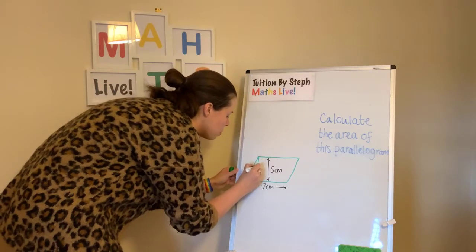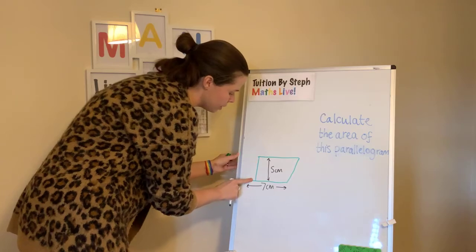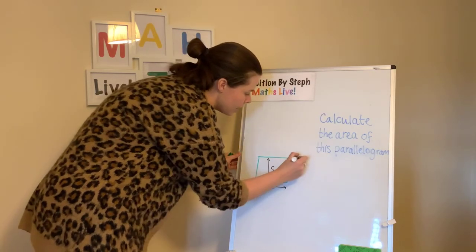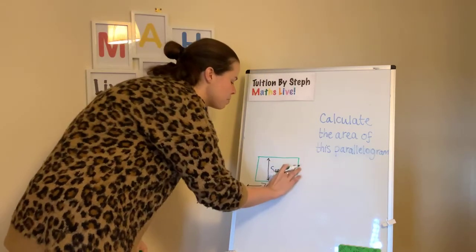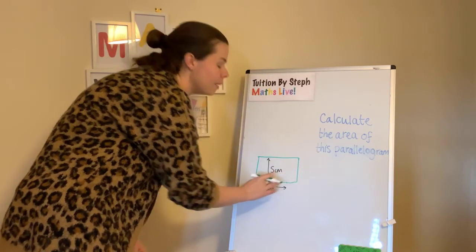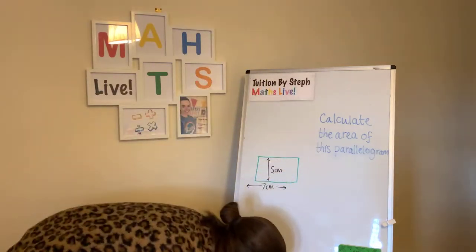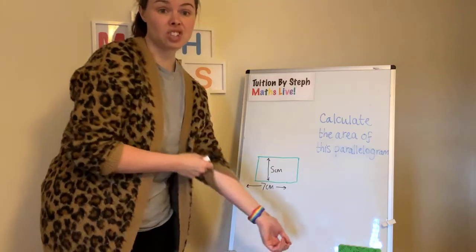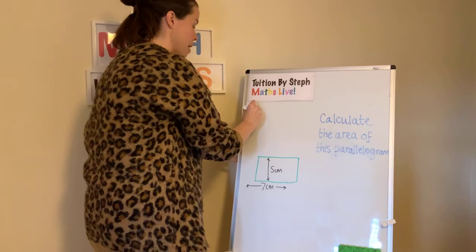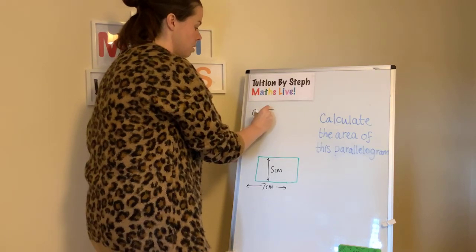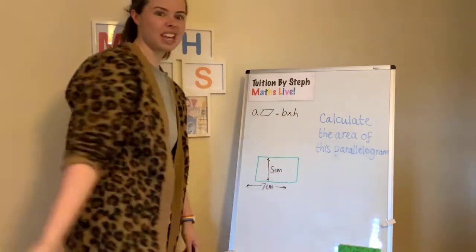If I chop off the end of that parallelogram, and then I move it and put it back over here, what shape has that become? And we know how to find the area of that shape, don't we? Okay. So to find the area of a parallelogram, you do base times height, just like a rectangle.